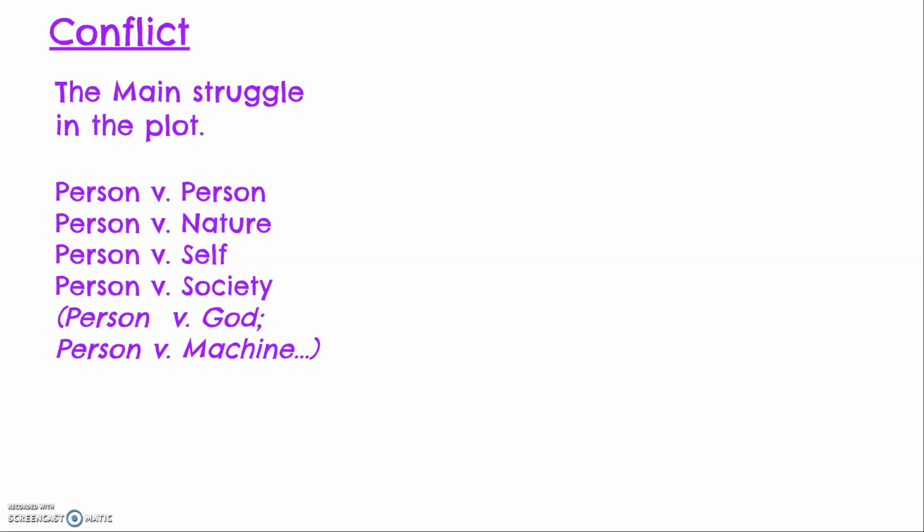So now we're going to talk about conflict. So the conflict is the major struggle in the plot. It's the big one. There can be multiple types of conflict or multiple different conflicts in any story. And in a complex story, there's going to be more than just one. So we have person versus person, person versus nature, person versus self, and person versus society. There's also person versus God, person versus machine. There's multiple, but the 4 main ones are person versus person, nature, self, and society.